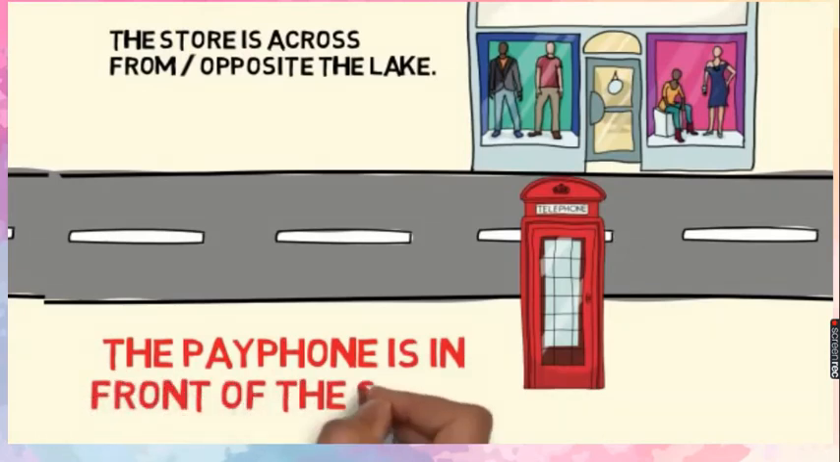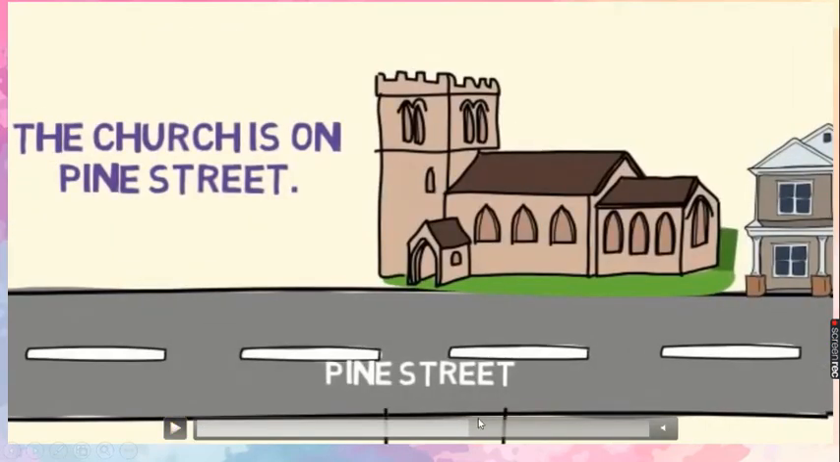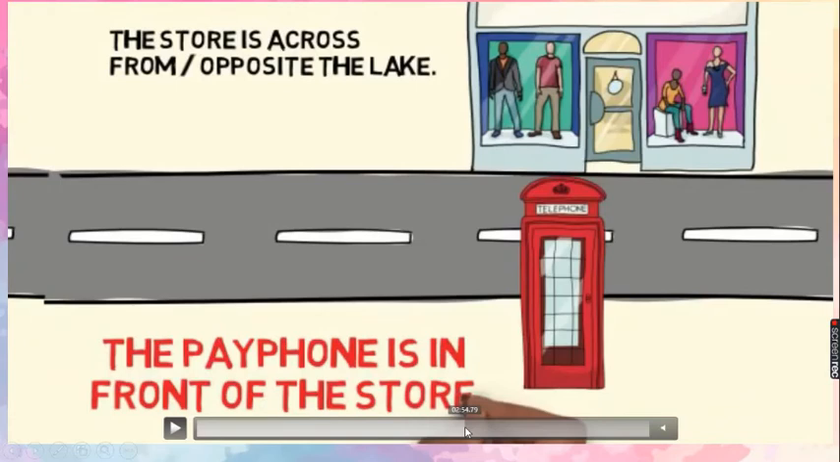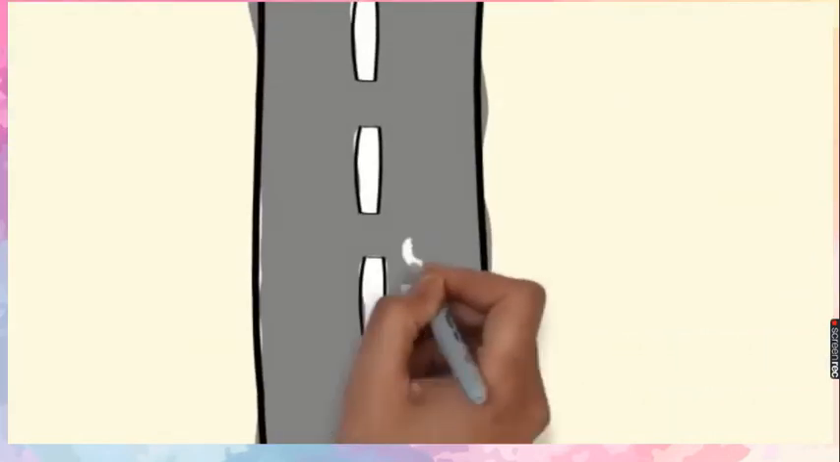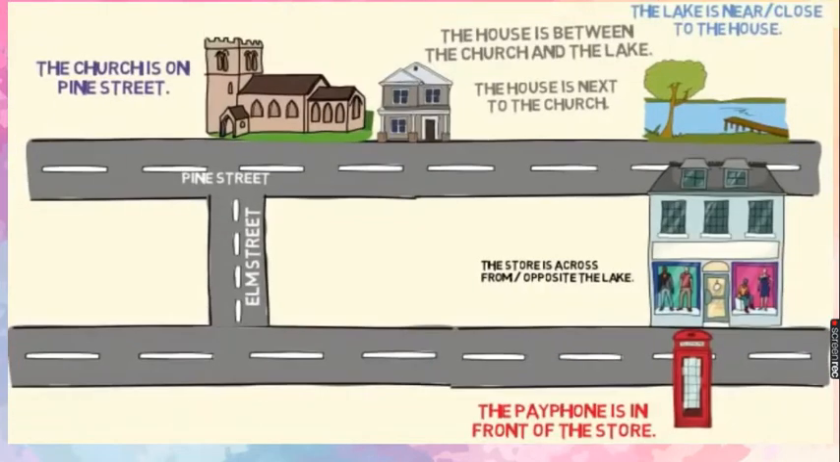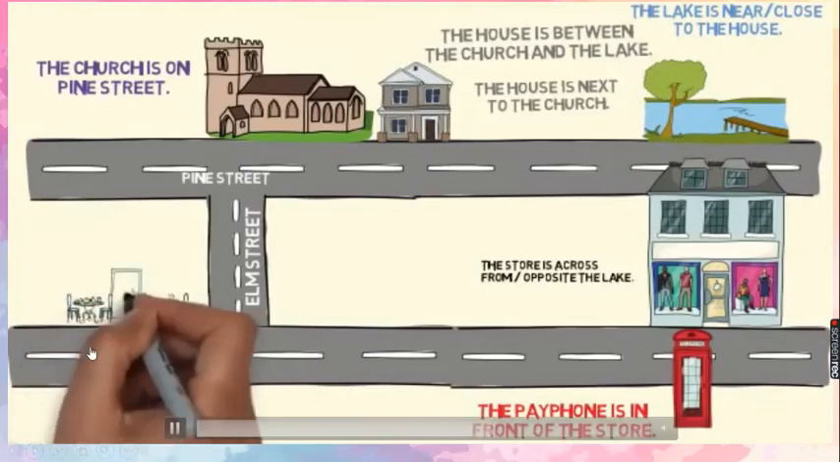See? The payphone is in front of the store. We can say the payphone is in front of the store, or we can also say the payphone is across from the store. The payphone is opposite the store. We can use all those ways to say that. Let's see what he's drawing next. Oh, another street. This time, this street is called Elm Street. What do you think he is drawing now?